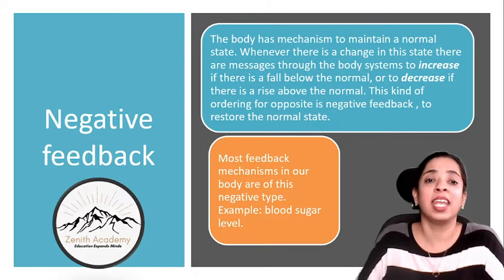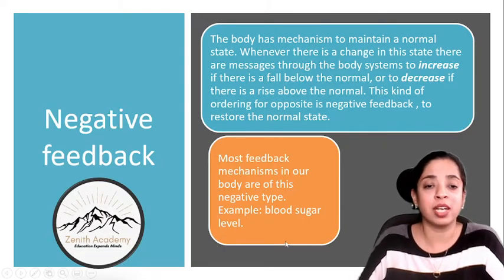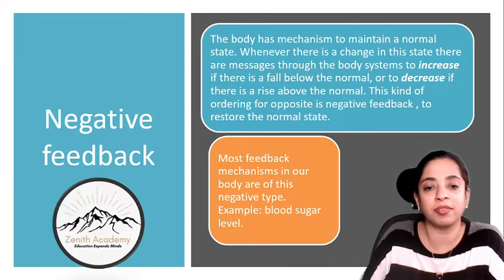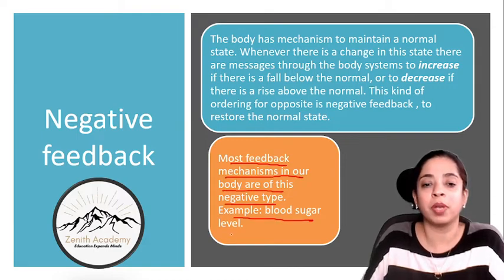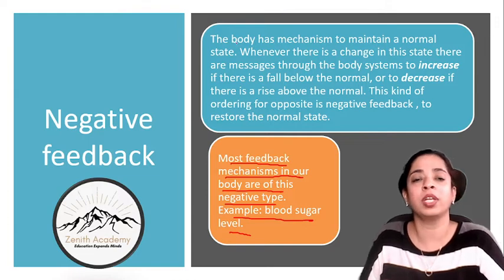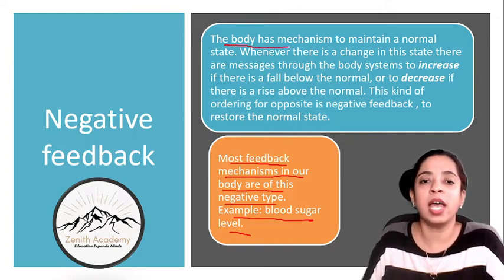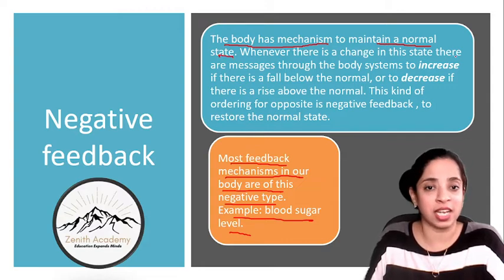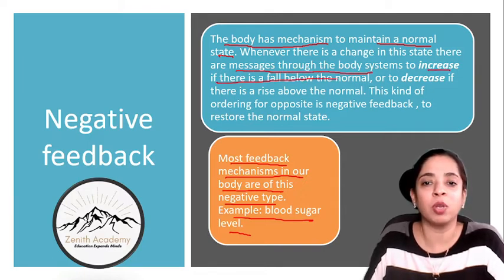Now, what is negative feedback? You should understand that most feedback mechanisms in our body are of the negative type only. For example, blood sugar level. Let's talk about what it is. See, the body has a mechanism to maintain a normal state. Whenever there is a change in this state, there are messages through the body systems to increase if there is a fall below the normal.